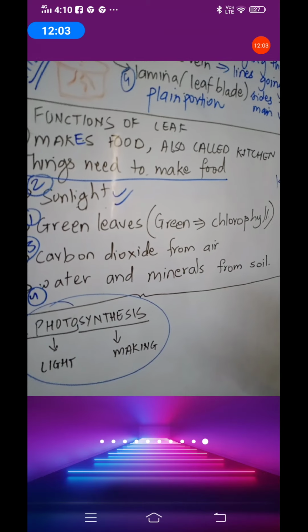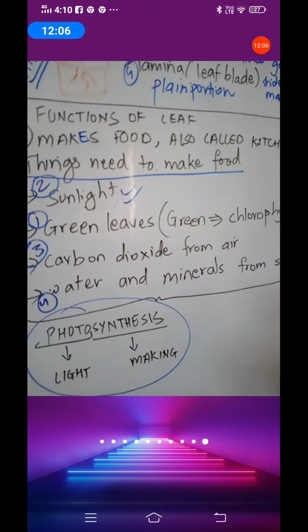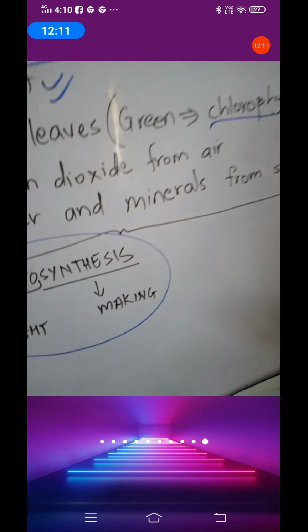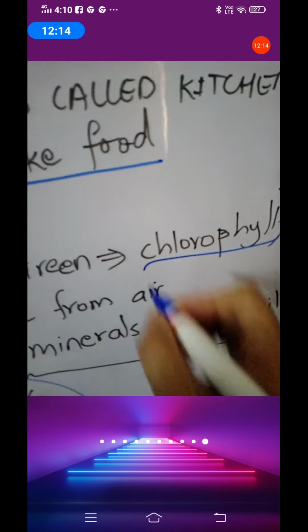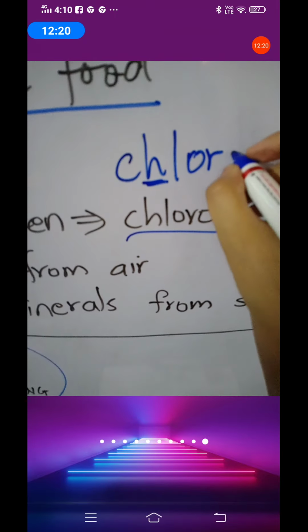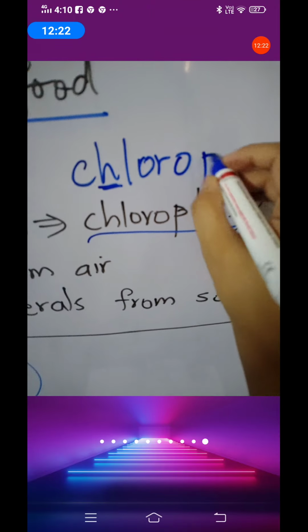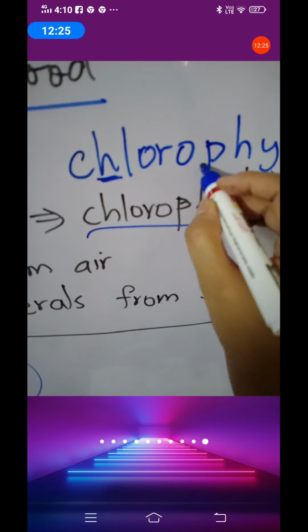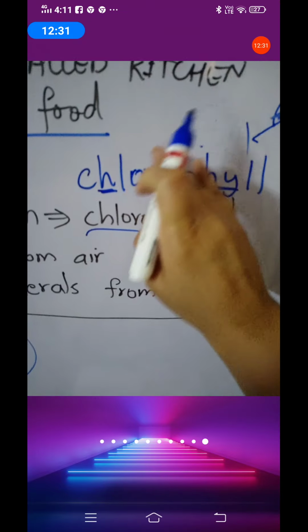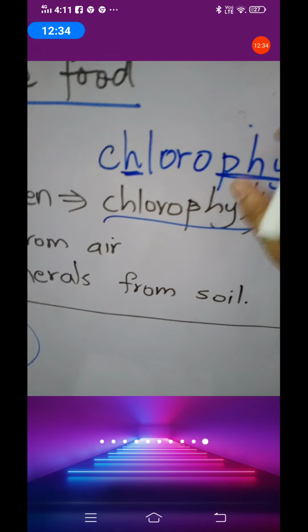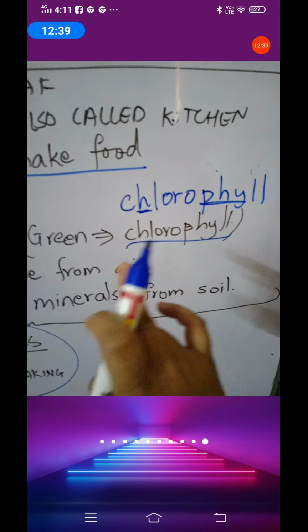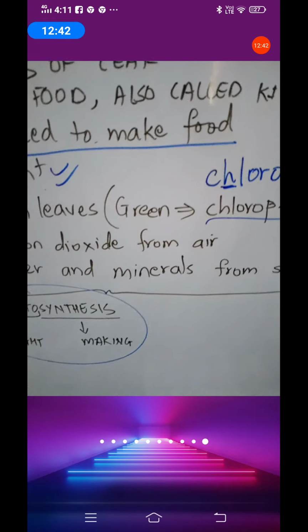Now, just the last point here that I want to explain is that green leaves are green in color because of the presence of a substance called chlorophyll. Let's look at the spelling and the pronunciation. Here the H is silent. And here this PHY is sounding like F. This is the pronunciation, chlorophyll. So what is this chlorophyll? Chlorophyll makes the leaves green in color.